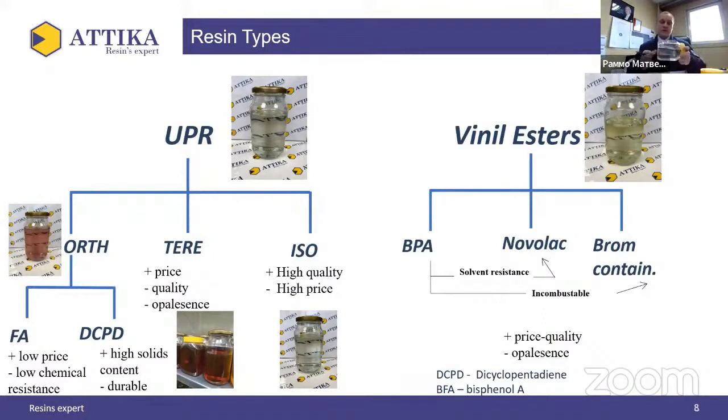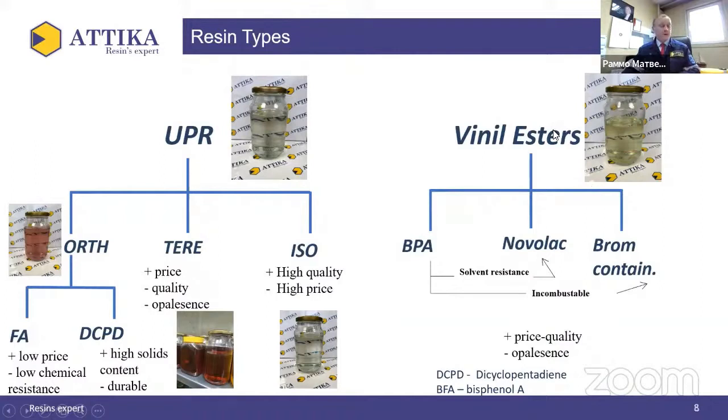It's very excellent optic properties, so they are high quality. Disadvantage, the monomers which are used are rather high priced, so that's why there is a higher price. The second division is vinyl ester resins.